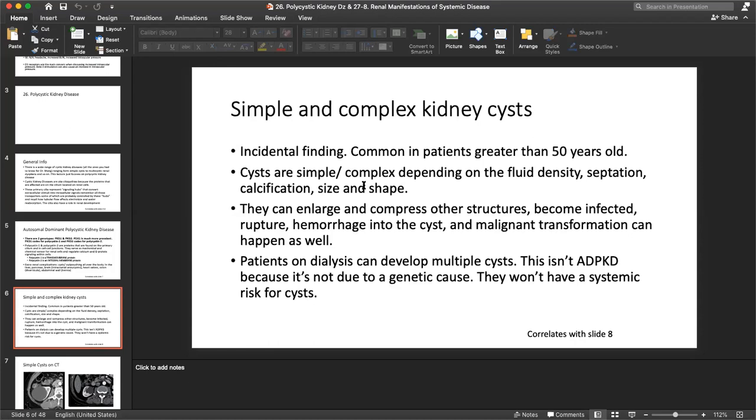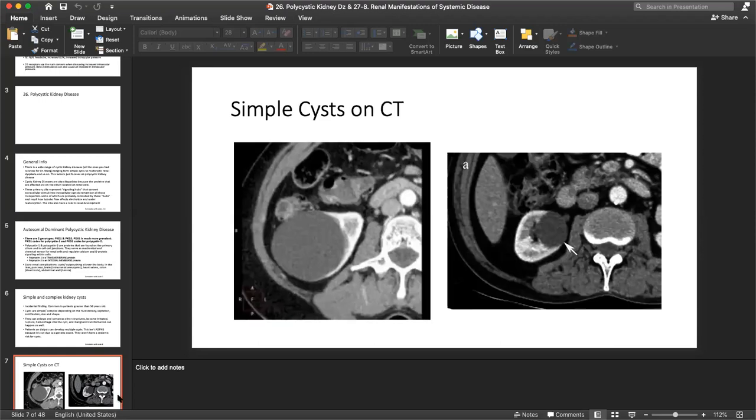Patients on dialysis can get multiple cysts, but it's not going to be autosomal dominant polycystic kidney disease because it wasn't a genetic cause. It was due to dialysis. So they're not going to have the other problems that come with polycystic kidney disease. So you can think like berry aneurysm, liver cysts, they're not going to have that because they don't have that genetic component. So let's look at some simple cysts.